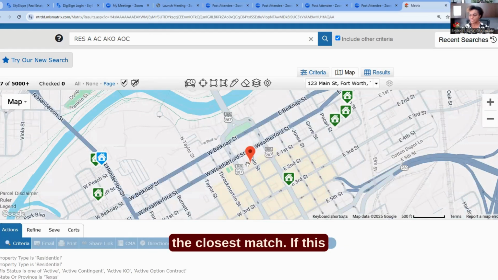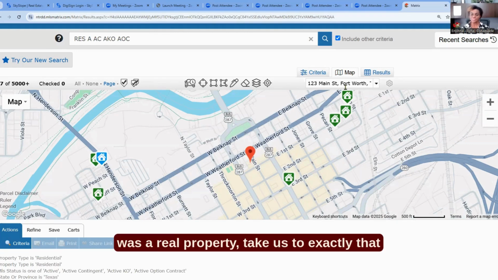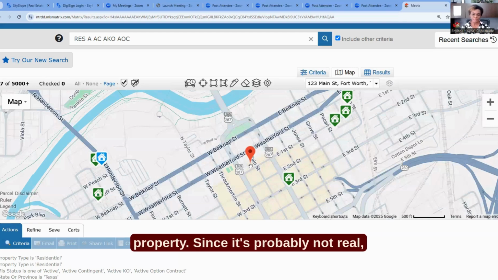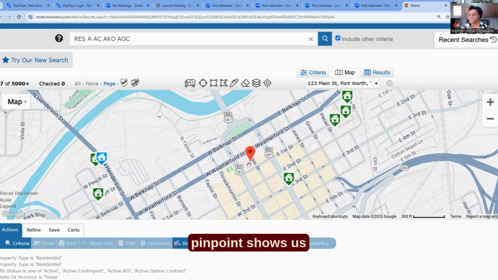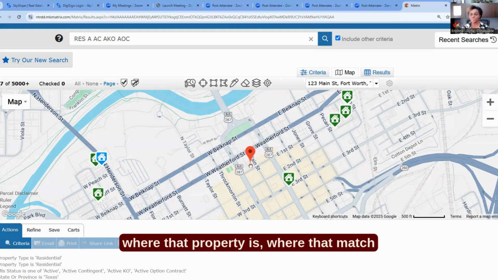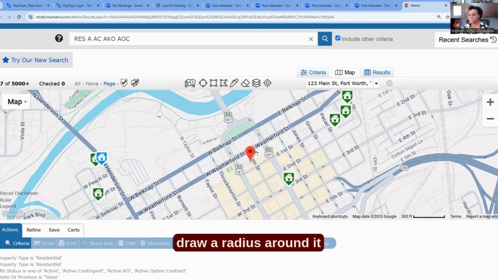It pinpoints the closest match. If this was a real property, it would take us to exactly that property. Since it's probably not real, it's taking us to Main Street. But the pinpoint shows you where that property is, where that match is. And from there, you want to draw a radius around it so you can see other sales activity in the area. So we're going to take the radius drawing tool, click on it, turns yellow, go to the pinpoint of the property, click on that and draw out.